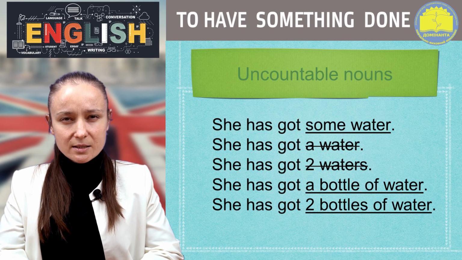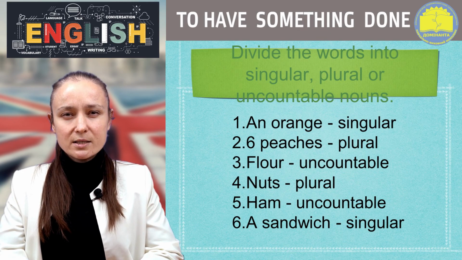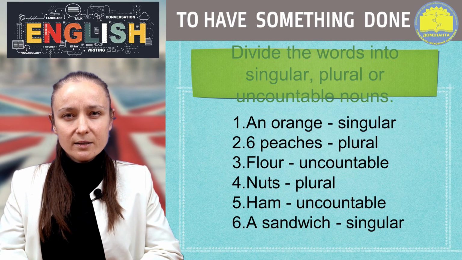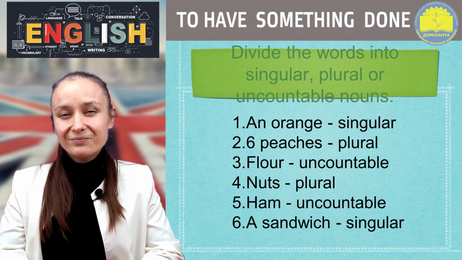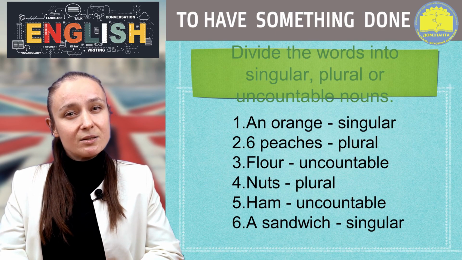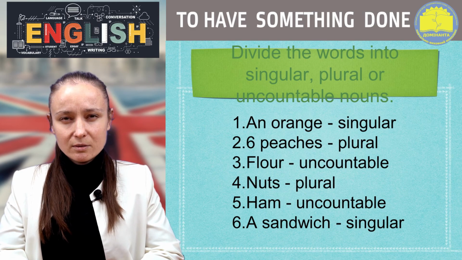Let's try to practice. In this exercise, we have to divide the words into 3 groups: singular, plural nouns or uncountable nouns. Let's start. An orange is a singular noun. 6 pancakes, a plural noun. Flour is an uncountable noun. Nuts, a plural noun. Ham, an uncountable noun. A sandwich, a singular noun.